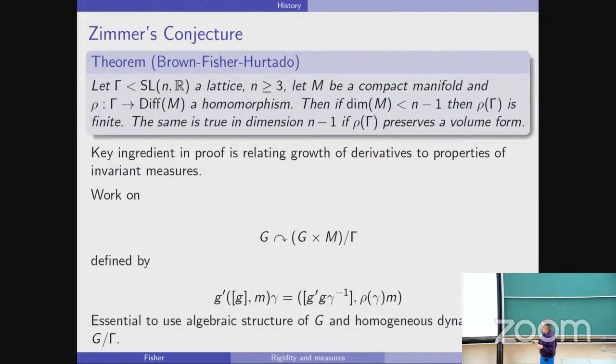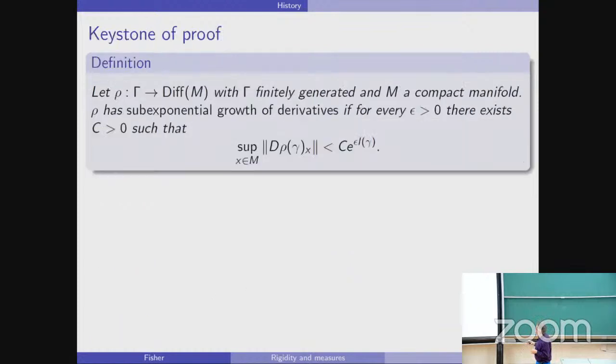Somehow in the proof, it's essential to use the algebraic structure of G and homogeneous dynamics on this base manifold G mod gamma. And so we have this theorem, and we have this use of homogeneous dynamics that's going to come up in its proof. But first I have to tell you something about this sentence. The key ingredient of the proof is relating derivatives to properties of invariant measures. Again, what I want to do is find some subgroup of G and some invariant measure on this space that's going to encode some obstruction to solving the problem. It's a little harder to do here, which is the other reason why this came second. Or maybe it's not harder to do. It felt harder to do as I was writing the slides.